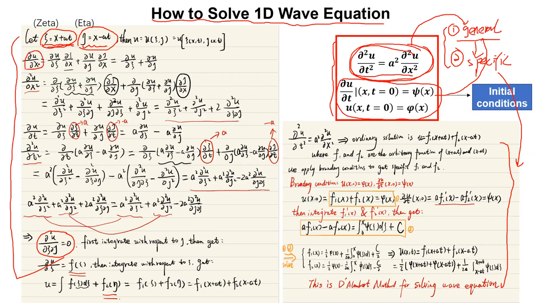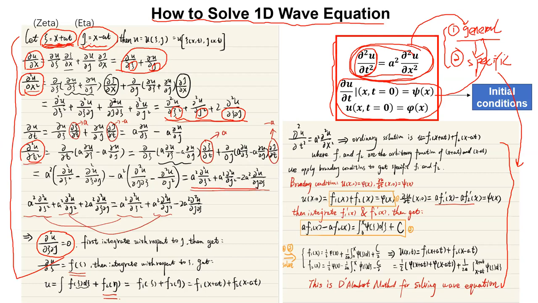First, we substitute these two into zeta and eta, and we take first order differentiation, partial u partial x, to transform into these two variables. And then we take second order differentiation to finally simplify into this form, the second order. And finally, we can simplify this partial u partial t as well.